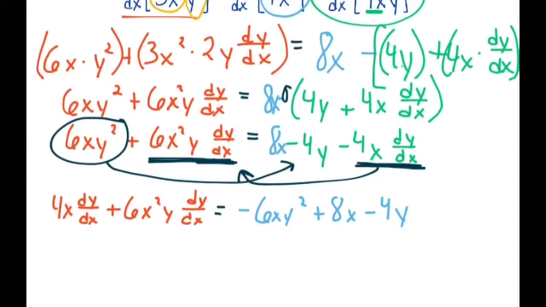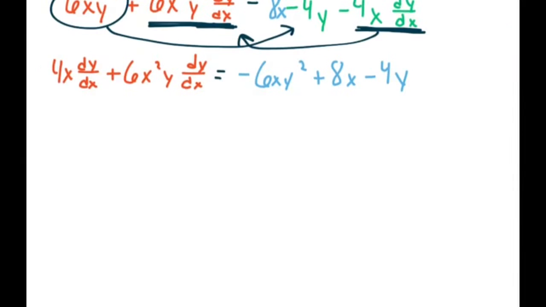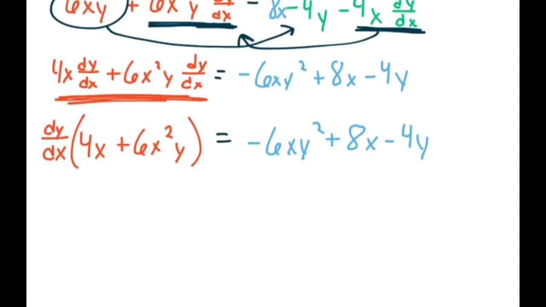So once you subtract over the 6xy squared and you add over the 4x dy over dx, this is the line that you'll get. So the next step would be to factor out the dy over dx with this side right here that you just moved over, all the dy over dx terms. So once you factor out the dy over dx, this is what you'll get on the left side. The next step would be to divide out whatever is in that parenthesis.